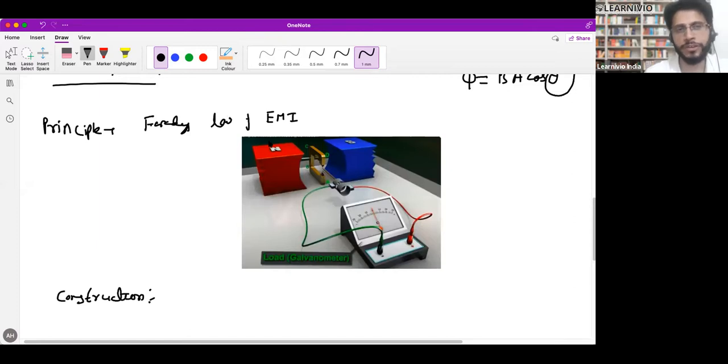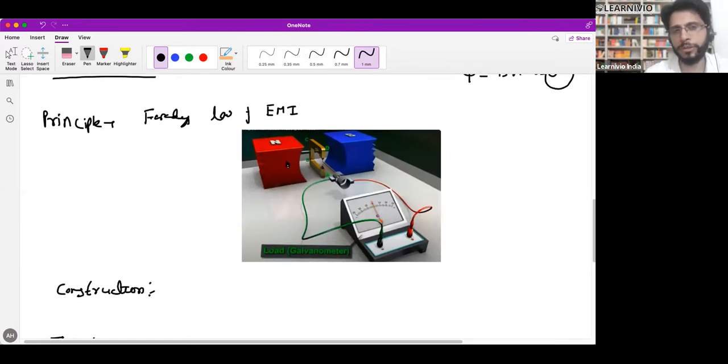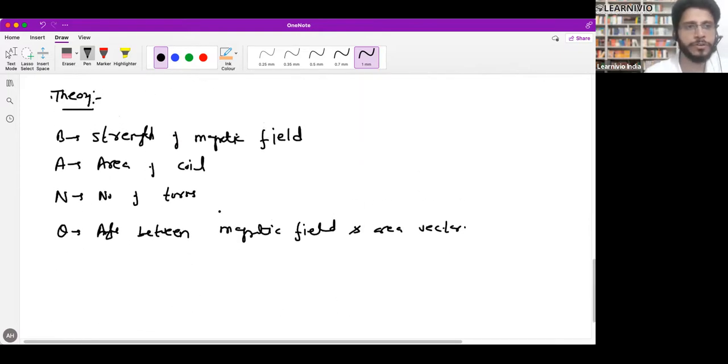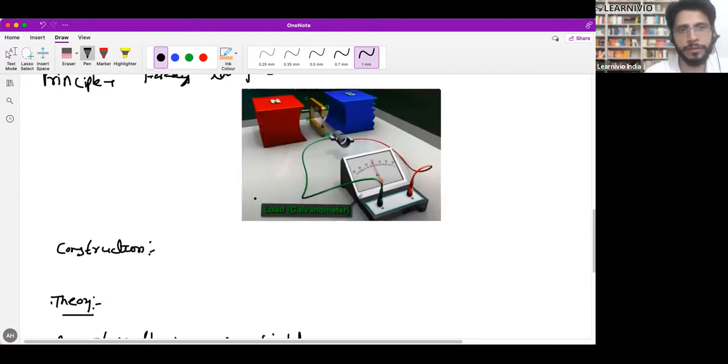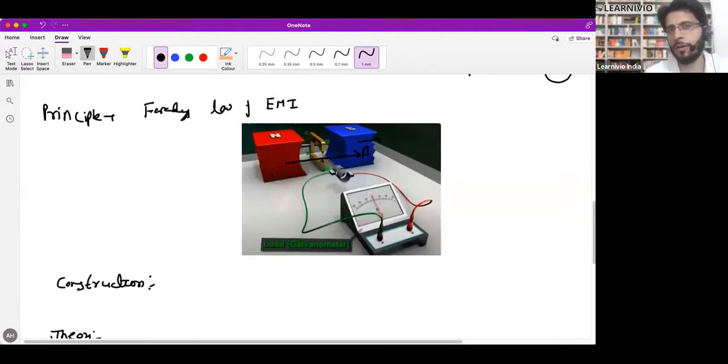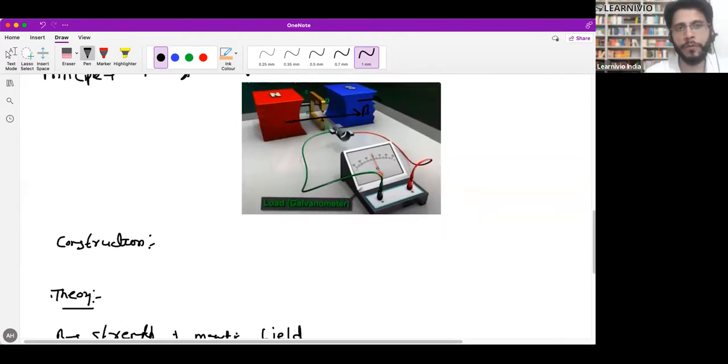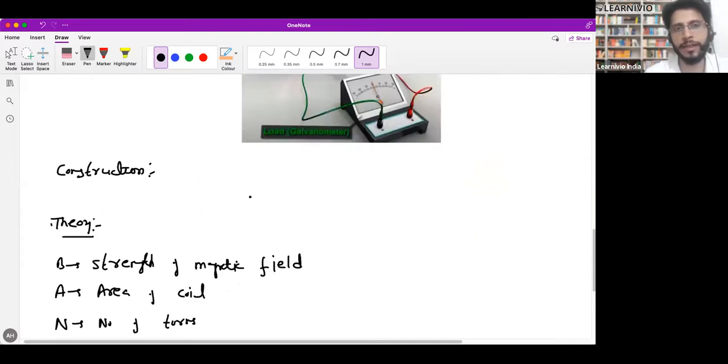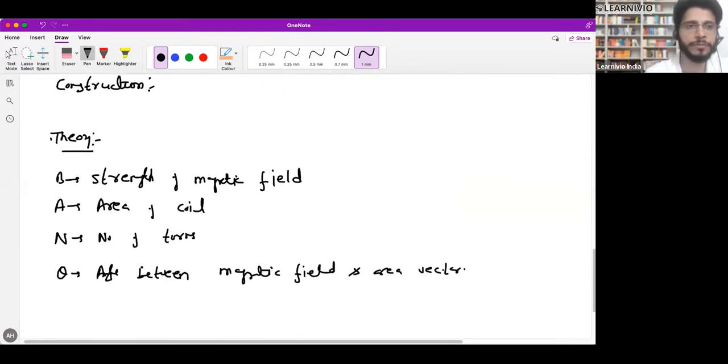So the AC Dynamo, the AC generator, consists of two magnetic poles. In between these magnetic poles, one armature is rotating. So here B is the strength of the magnetic field. The magnetic field generated by these two poles has strength B. A is the area of the coil. The area of this armature is A. N is the number of turns in the coil, and theta is the angle between the magnetic field and the area vector.